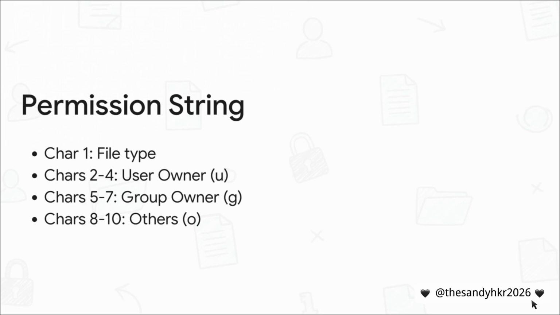Right after that, the next 9 characters are split up into 3 distinct, mutually exclusive groups of 3. The first 3 dictate what the user who owns the file can do. The next 3 define the permissions for the group that owns it, and those final 3 are for absolutely everyone else on the system, the others.